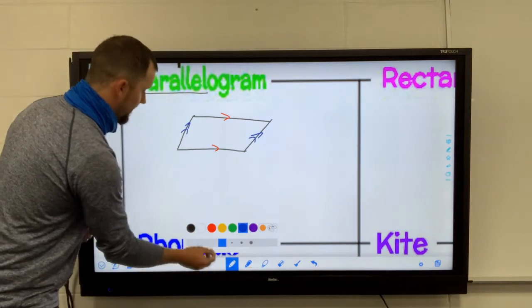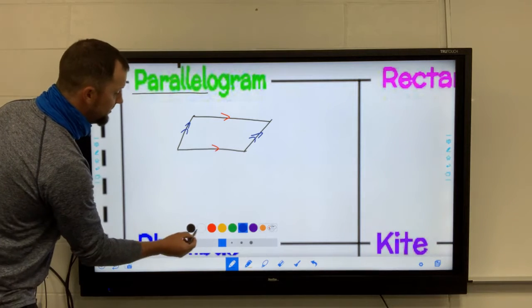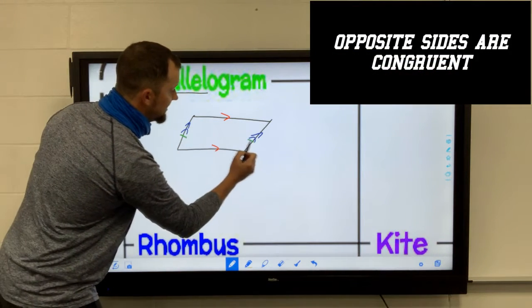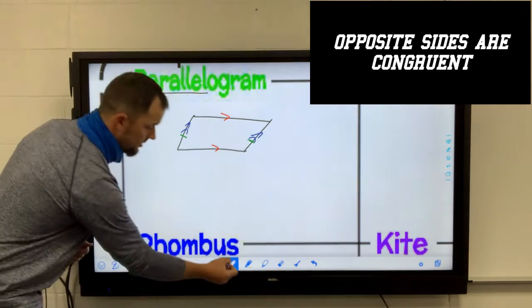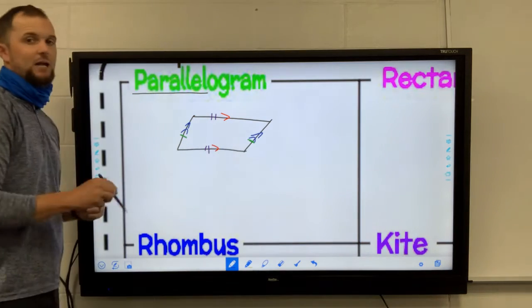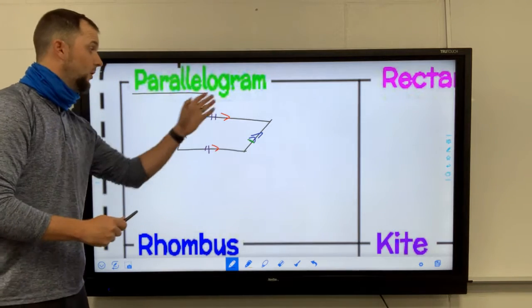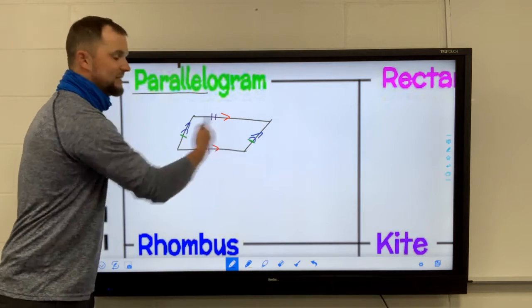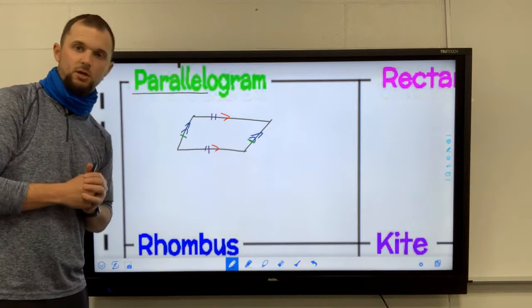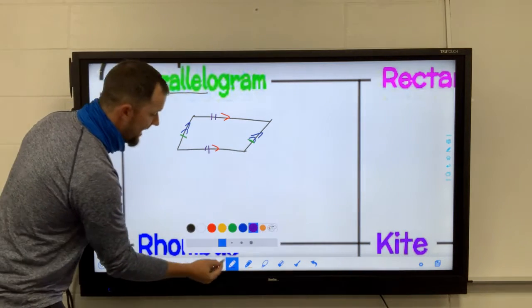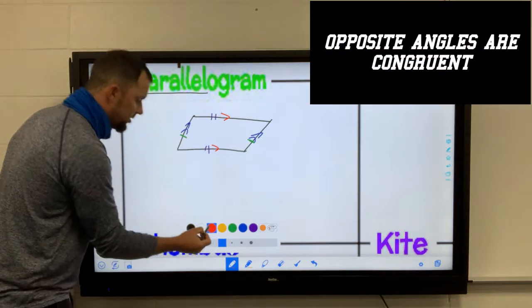Also on a parallelogram, the opposite sides are congruent. This side is congruent to this side, which is why I'm putting the one notch, and this side over here is congruent to this side. So again, in a parallelogram, the opposite sides are parallel, and the opposite sides are also congruent to each other. The last thing on a parallelogram is that the opposite angles are also congruent.